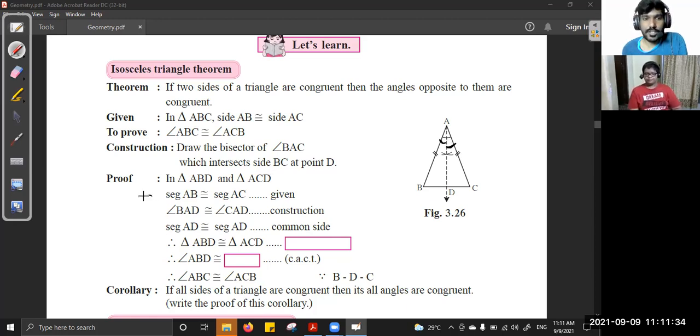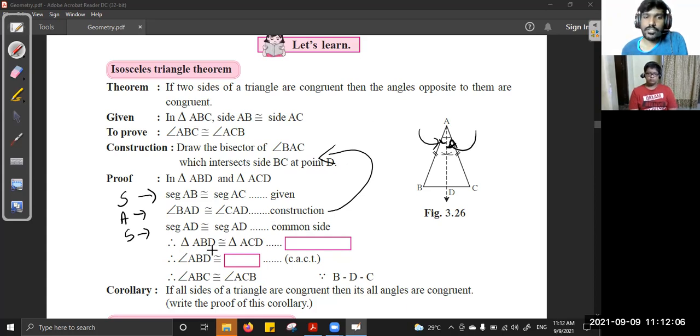So first, this is the side AB congruent to side AC. Then there is an angle. Angle BAD, that is this angle, and this angle will be congruent to each other because, by construction, AD is an angle bisector. Because it is an angle bisector, they will be equal to each other. And lastly, AD is a common side for both the triangles. So AD is congruent to itself.